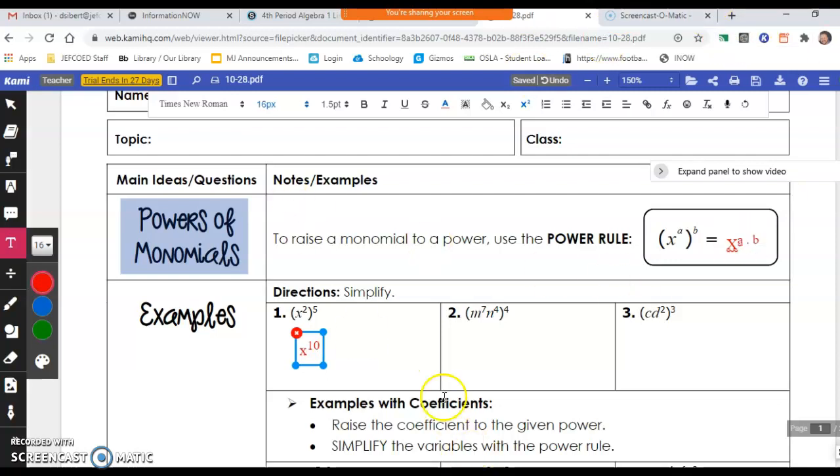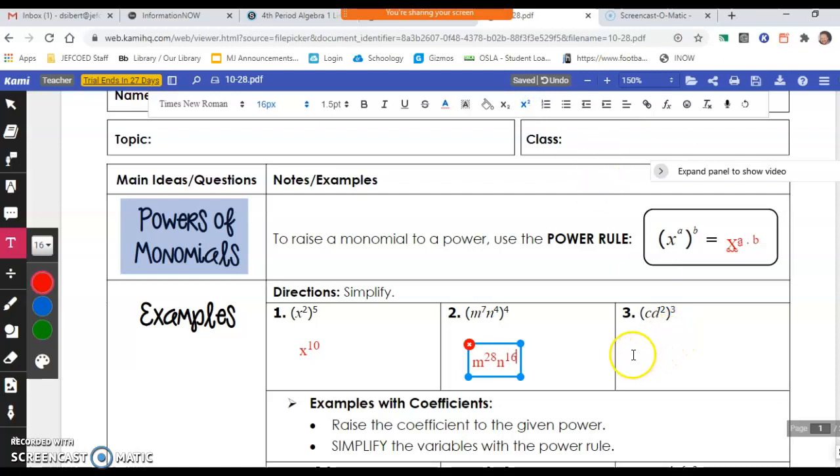Now good there? All right, looking at the second one, parentheses, m to the 7th, n to the 4th, close parentheses, all of that is raised to the power of 4. So it's not just the n to the 4th that's raised, it's everything inside the parentheses. So you'll have m, which is going to be raised to the power of 28. And then you'll also have n, which is going to be raised to the power of 16.